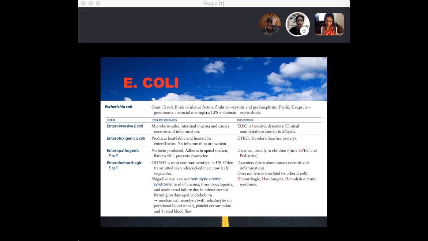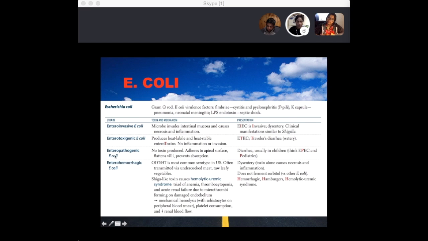ETEC is known as traveler's diarrhea, and it's specifically transmitted by water sources, and classically in vignettes, maybe they'll mention travel to Mexico or traveling out of country, hence traveler's diarrhea. It does produce two toxins, the heat labile toxin, which increases cAMP. Does anybody know what that's similar to? What other bacteria increases cAMP? Vibrio. Yeah, exactly, Vibrio. And the other toxin that ETEC produces is the heat stable toxin, which increases cGMP. Overall, ETEC is watery diarrhea, which is important and different from EHEC.